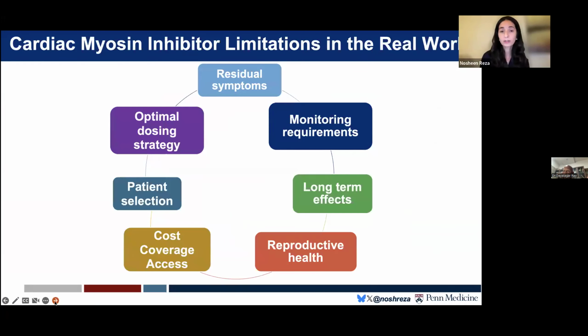And of course, there's a lot to learn in the real world with regards to how we treat patients, what the optimal dosing strategy is, the evolving monitoring requirements, of course, patient selection, long-term effects, and cost and coverage and access. So still a lot to learn.